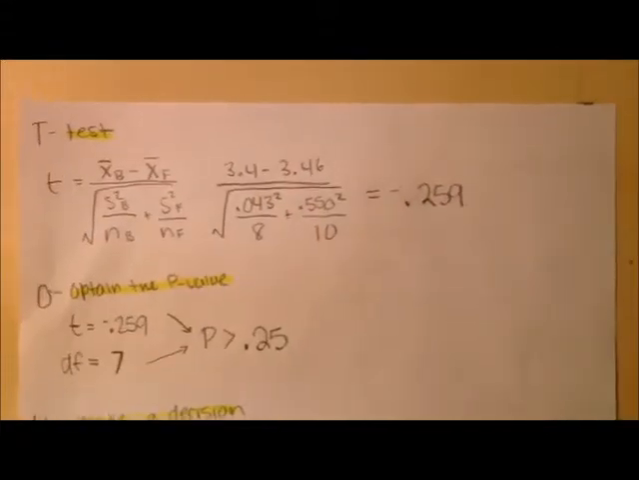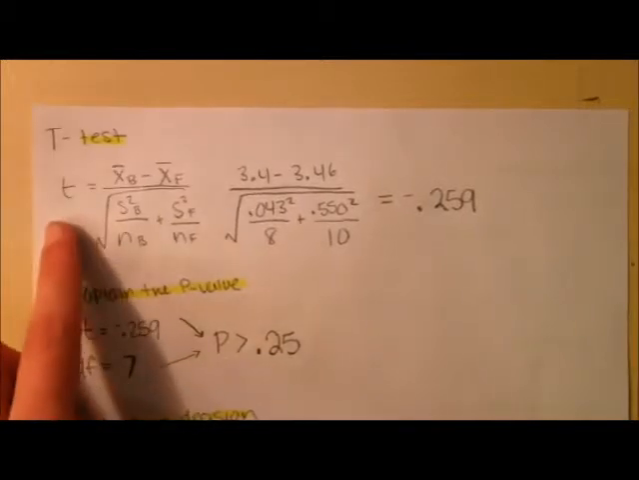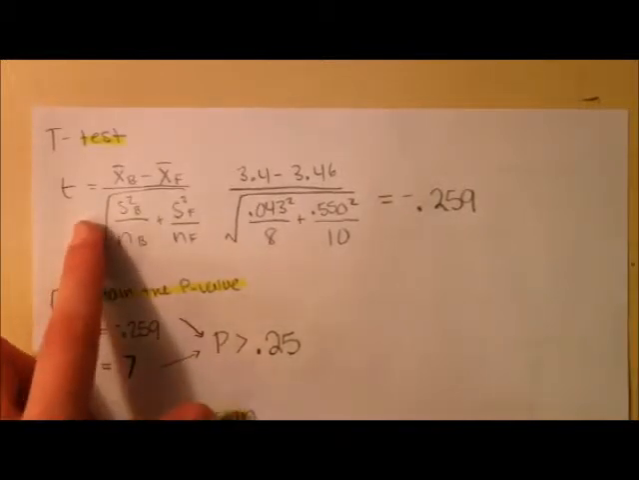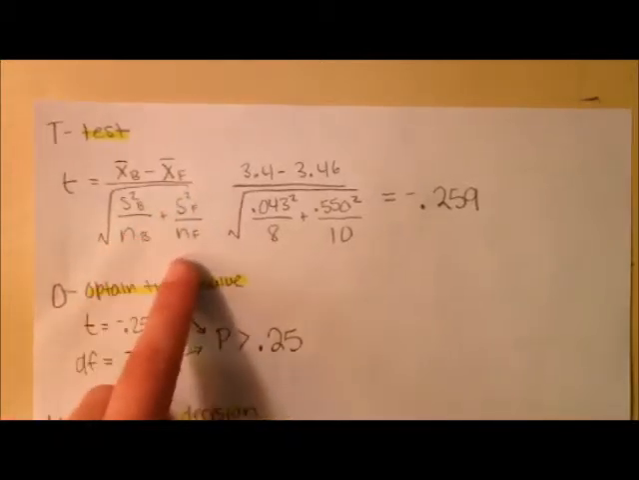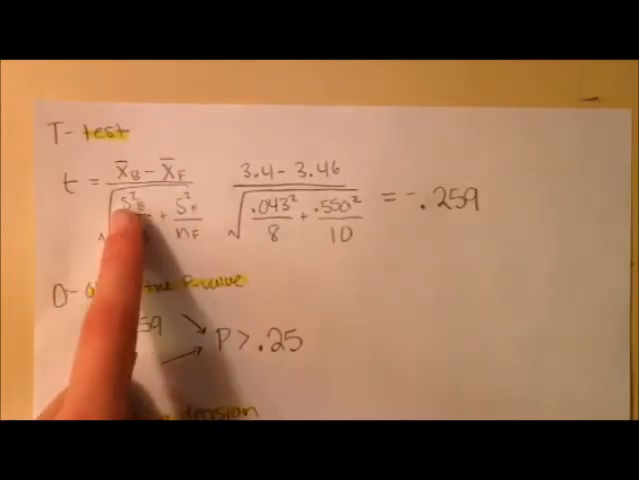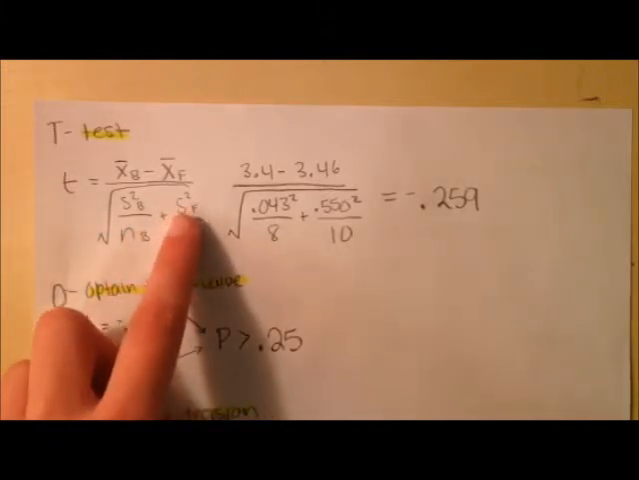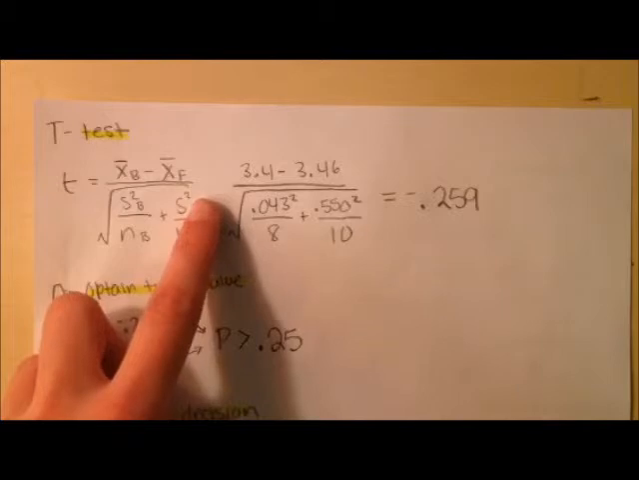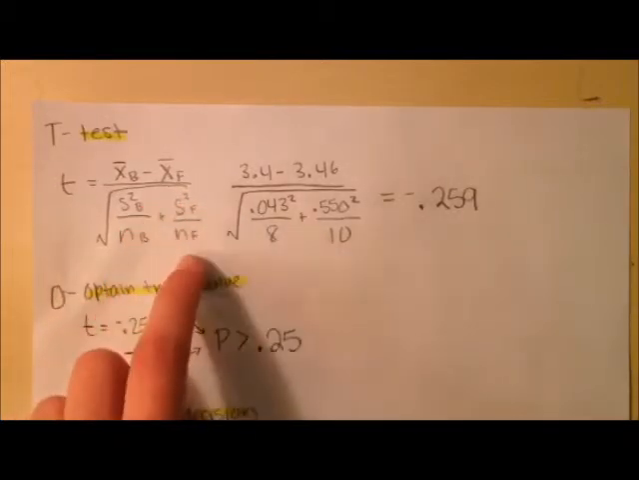Then we move on to actually doing the testing. This is the equation for solving for t in a two-sample t-test. We have the first sample mean minus the second sample mean divided by the square root of the standard deviation of the first one squared divided by the sample size, plus the second standard deviation squared divided by the sample size.